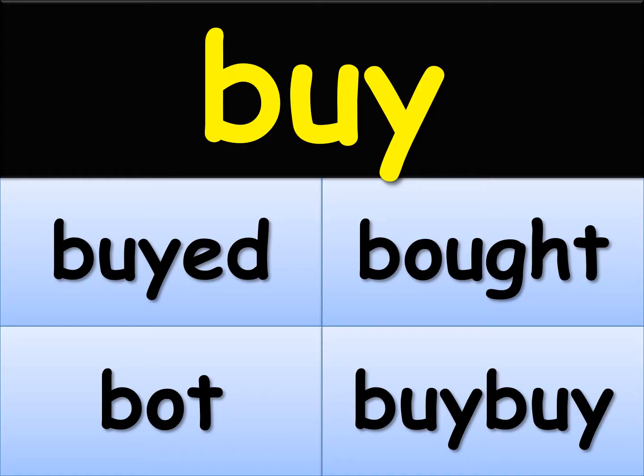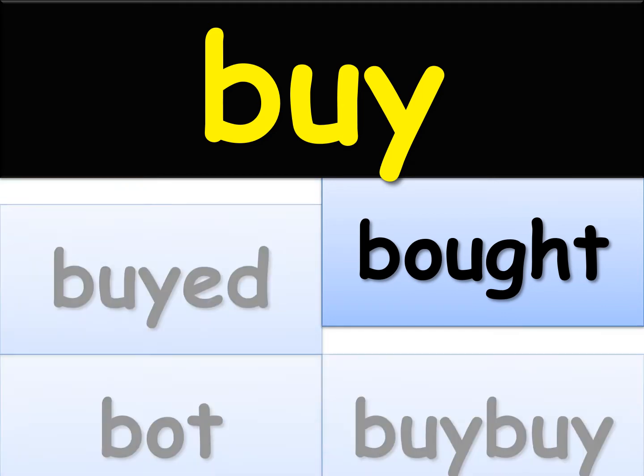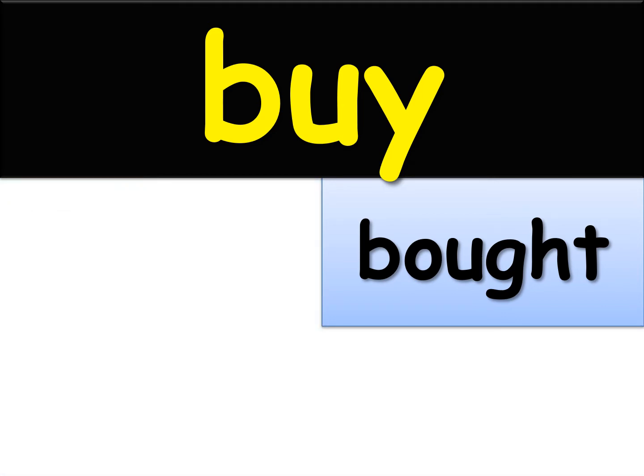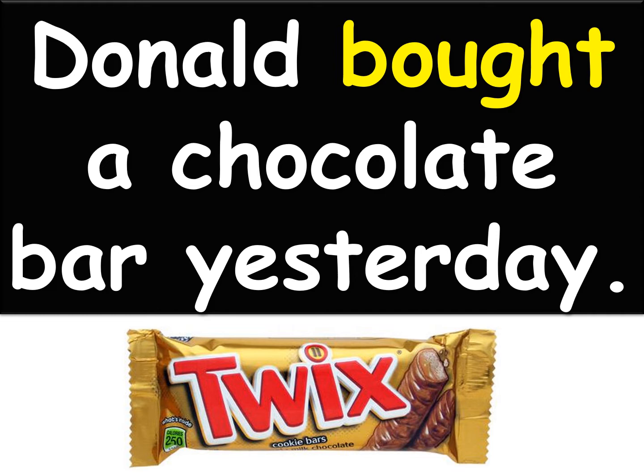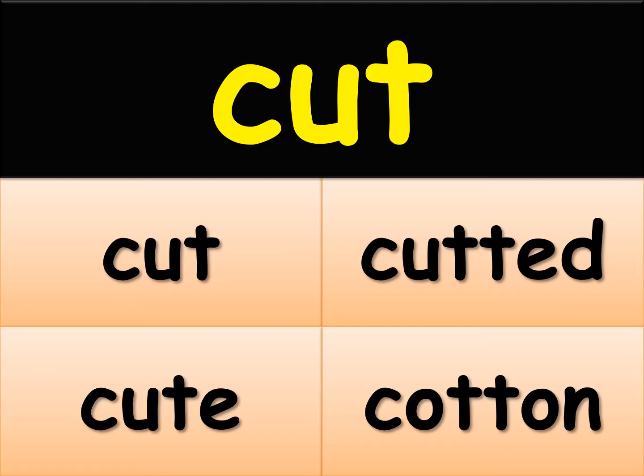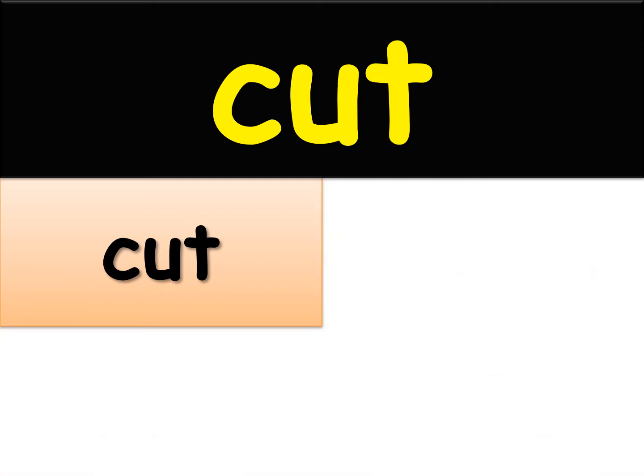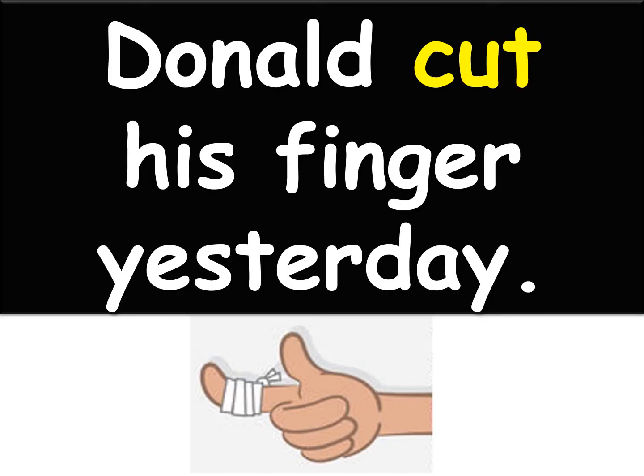Number 5. Buy was the verb, and the past tense of buy is bought. Donald bought a chocolate bar yesterday. So yummy. Number 6. Cut. The past tense form of cut is cut. It doesn't really change. Donald cut his finger yesterday. So that is a tricky one.